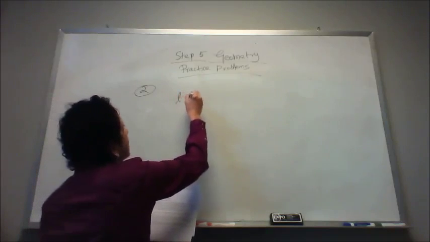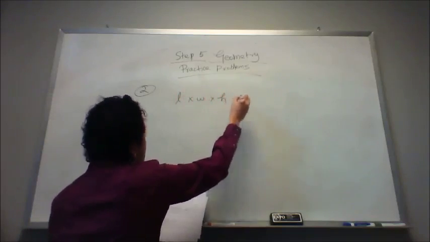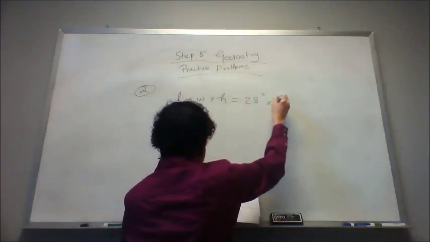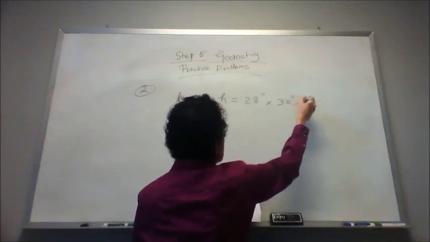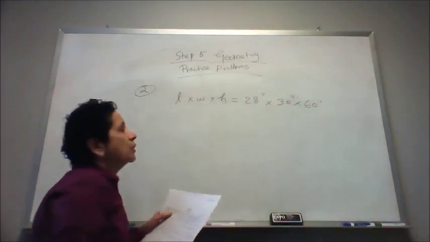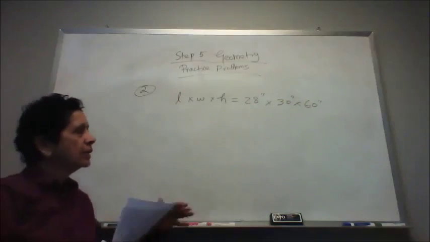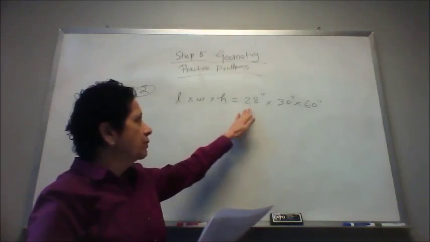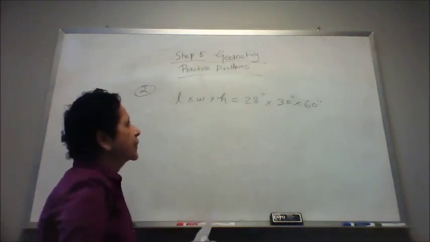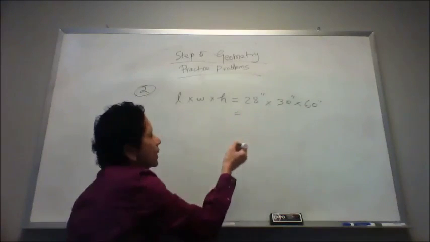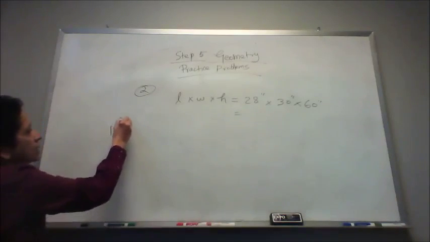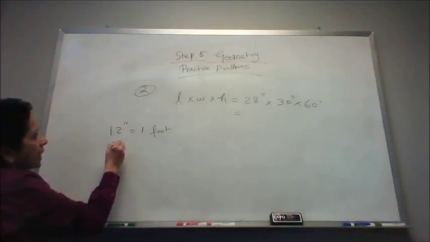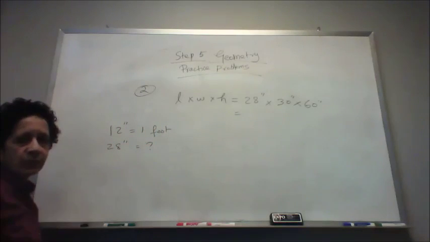So for this, length times width times the height, the length is 28 inches, and then the width is 30, and then the height is 60, okay? Now, because these are all in inches and the answer they want is in cubic feet, you need to convert every one of these into feet, okay? So how do you convert that? We know that 12 inches equals 1 foot, right? So 28 inches equals how many feet?